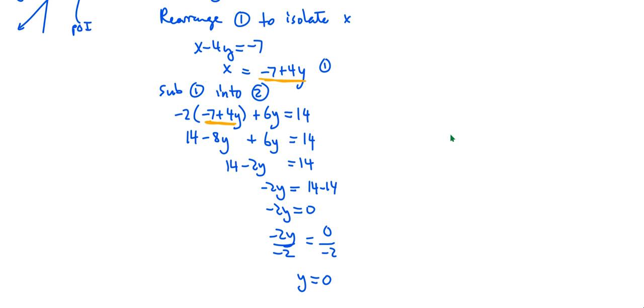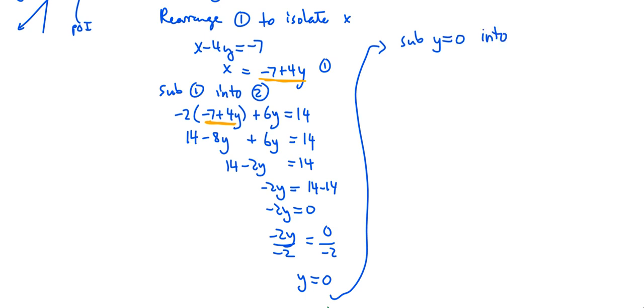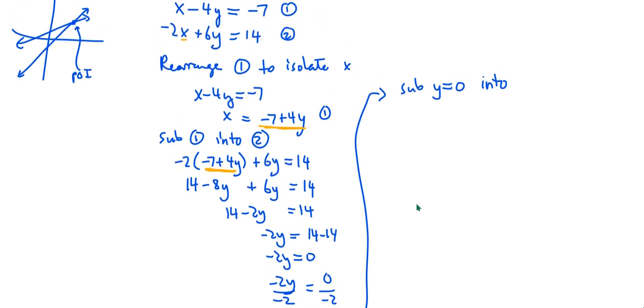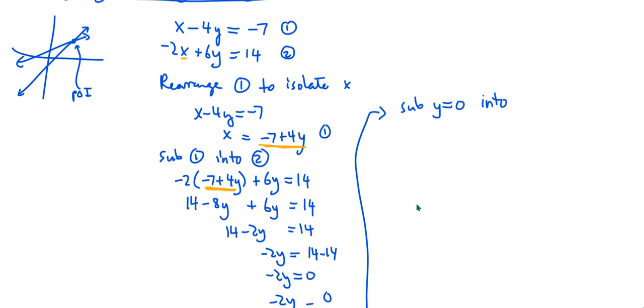If I want to find the x that matches with that, I'll go up here. I will take my y equals 0 that I just found and substitute it into one of the equations to find the x. Let's have a look at our equations. Which one do you think we're going to use? Which one looks easier? You can choose either one because the point sits on both lines. I think I'm going to choose equation 1. It looks a little bit easier.